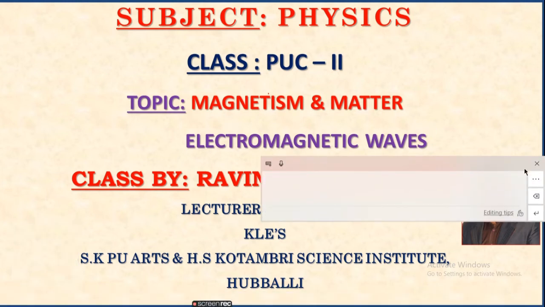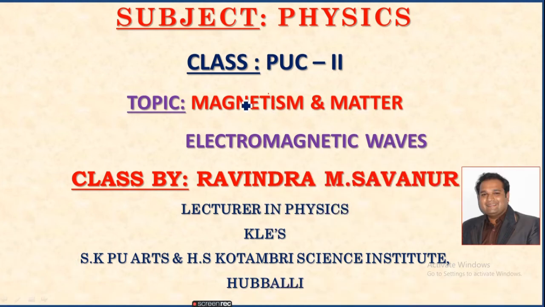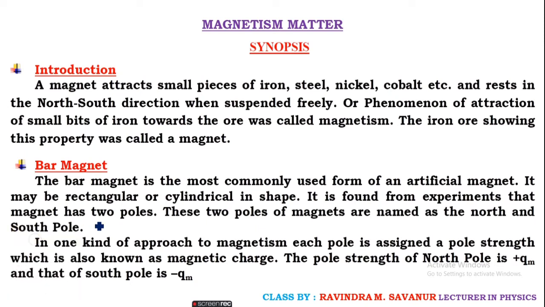Today we are going to discuss one more new topic, that is magnetism and matter, along with the electromagnetic wave chapter. Let us begin with the synopsis. So already we have discussed the moving charges and magnetism chapter. The next chapter comes to what? Magnetism and matter.